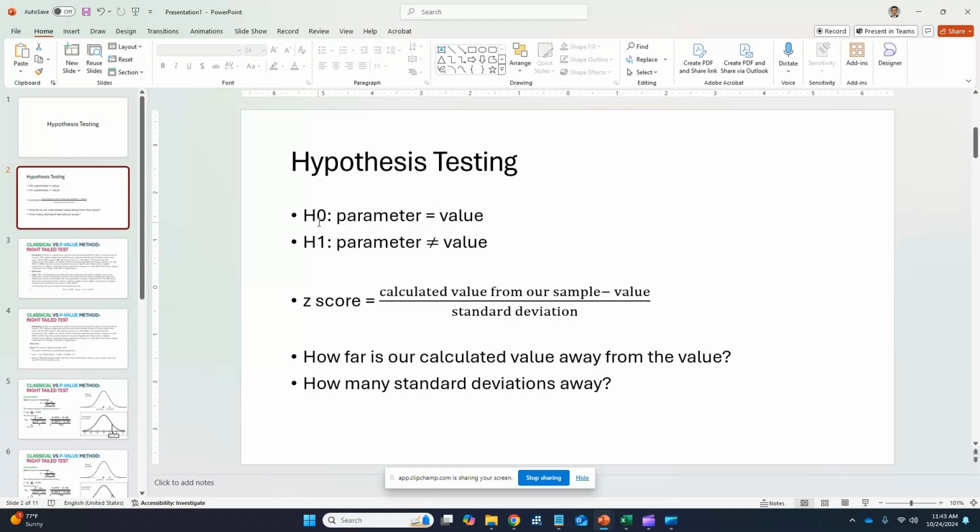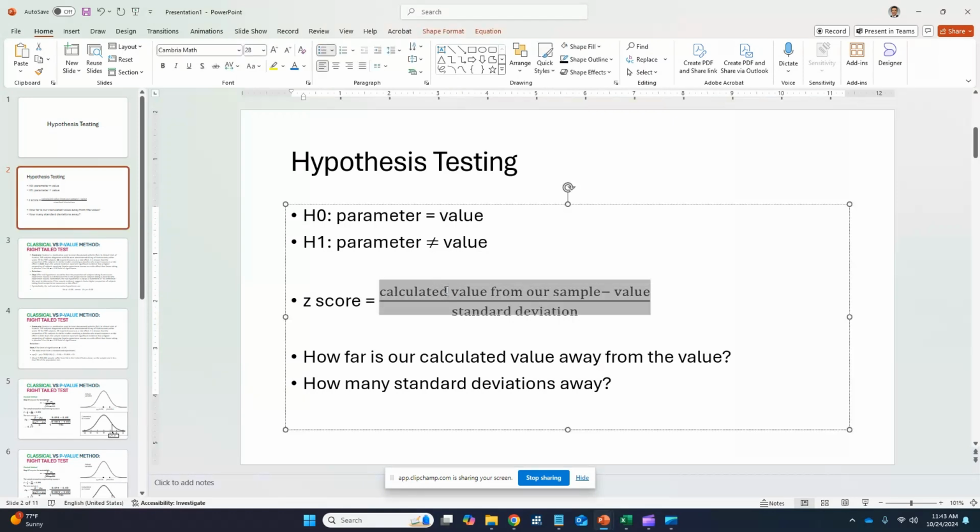But when we assume that the parameter takes a certain value and we calculate a value from our sample, we want to check if this calculated value from our sample is away from this expected value. So one way to check is to first check the gap and then divide by the standard deviation to standardize it, to scale it down for better comparison.